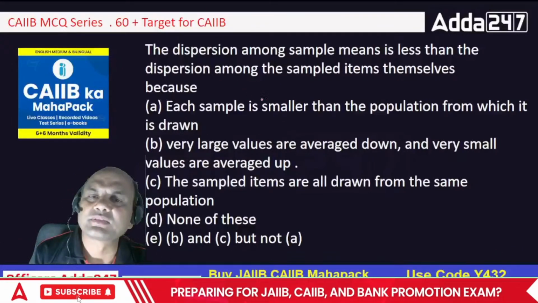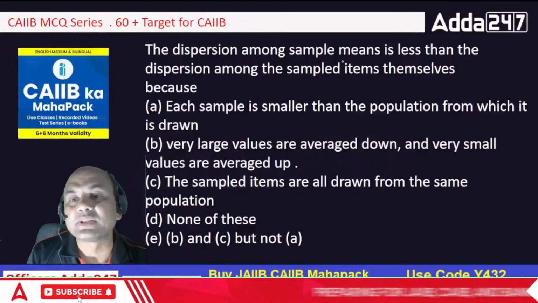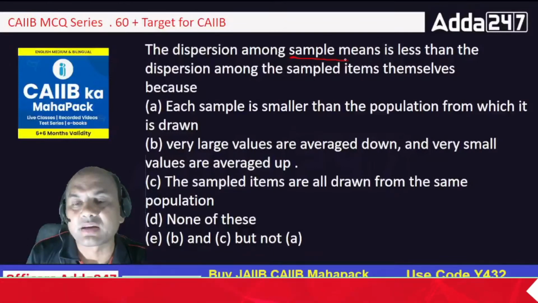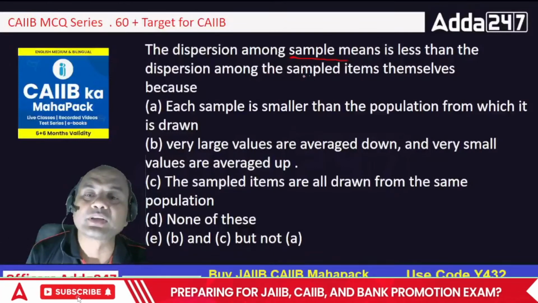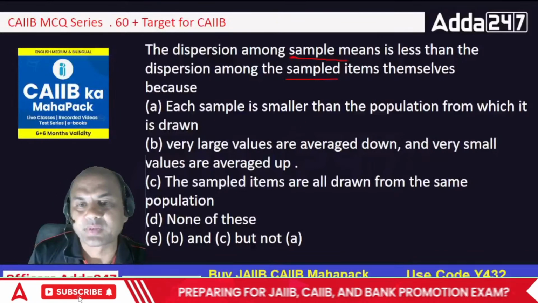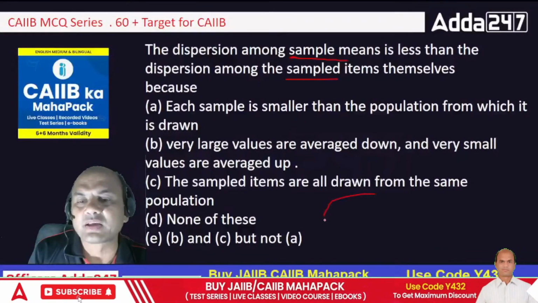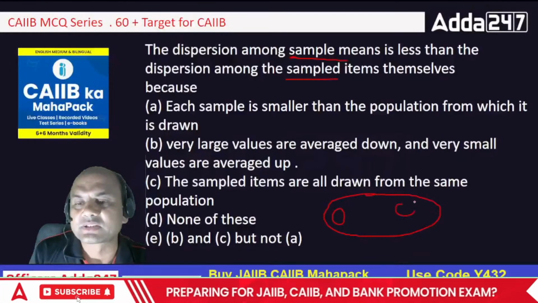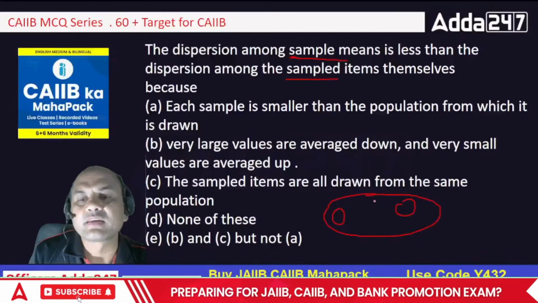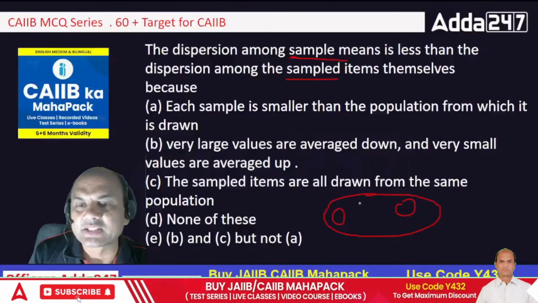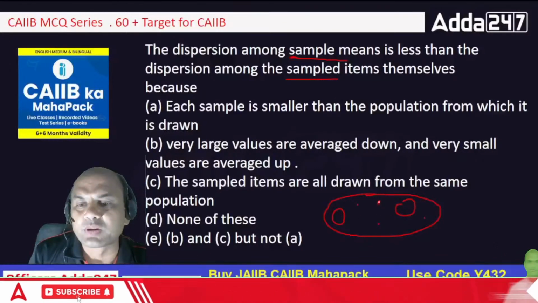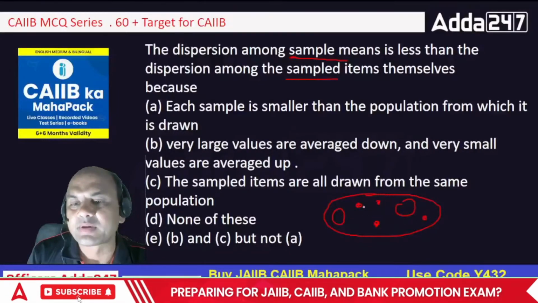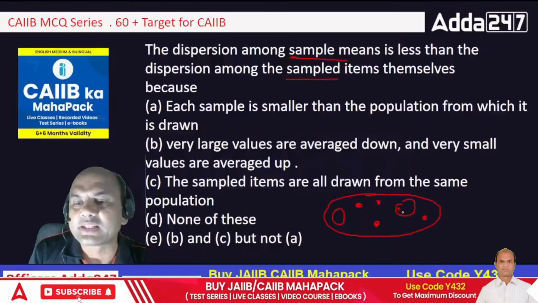What can be the answer? See here, the dispersion among the sample means is less. It means sample means have less dispersion. They are more concentrated than the dispersion among the sampled items themselves, meaning the population. Suppose this is my complete population, and these are my two samples. If this population has this much gap, then the sample will have a smaller gap.